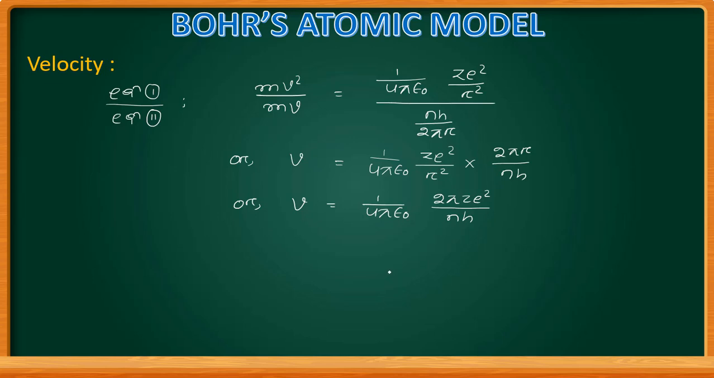Here we have to find the velocity of the electron in the first orbit of hydrogen. As you know, for hydrogen Z is equal to 1, and for the first orbit n equal to 1. So the velocity of the electron in the first orbit of the hydrogen atom becomes: the value of 1 by 4 pi epsilon naught is 9 into 10 power 9, the value of pi is 3.141, the value of e, the charge of the electron, is 1.6 into 10 power minus 19 coulomb, and h equal to 6.626 into 10 power minus 34 joule second.